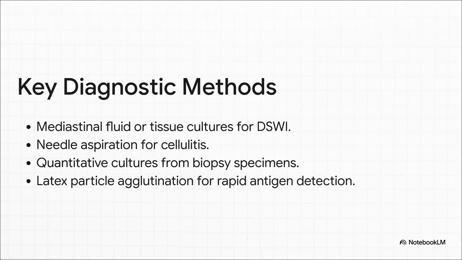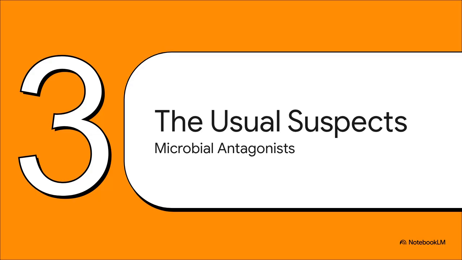For a suspected DSWI, we go right to the source and culture fluid or tissue from the mediastinum. For something like cellulitis, a needle aspiration can get us the organism. We can even do quantitative cultures from biopsies to see just how heavy the infection is. And for speed, techniques like latex particle agglutination can give us a rapid ID on certain bacteria, giving us a critical head start. All right, now that we know how to find them, let's meet the microbial antagonists, the usual suspects most often behind these infections.